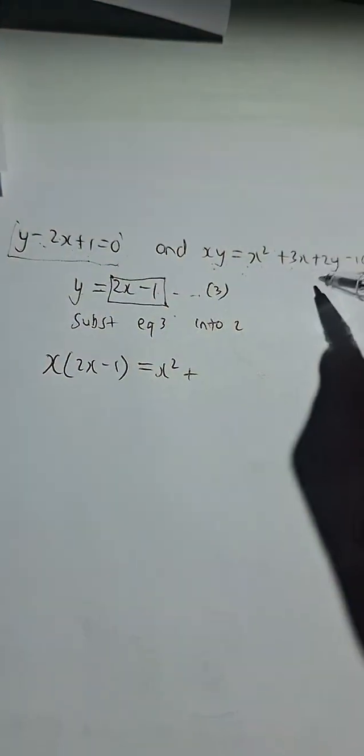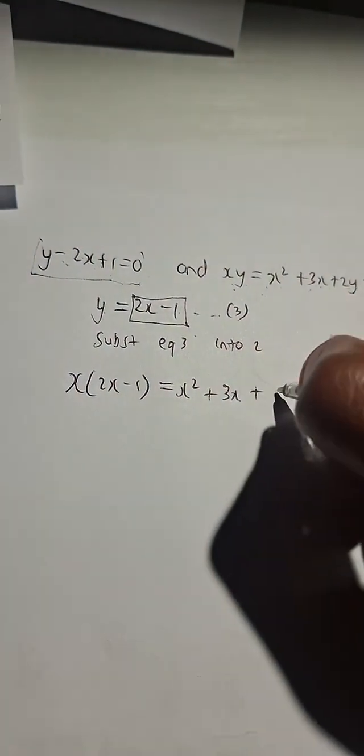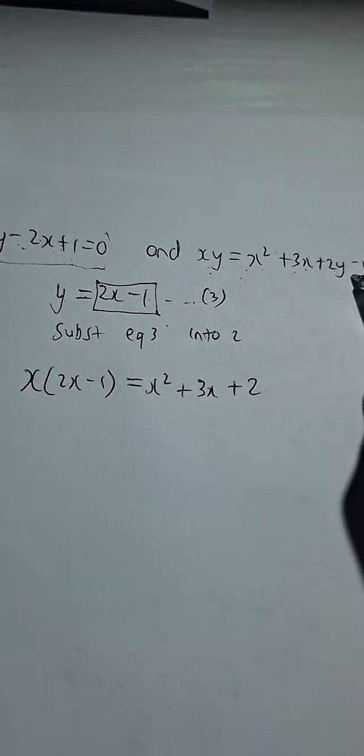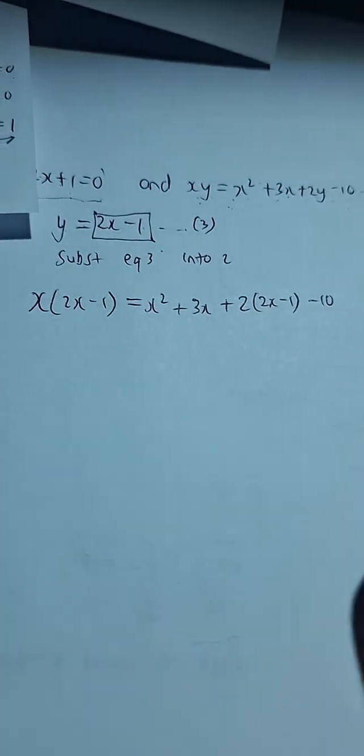plus 3x plus 2 into y, we substitute 2x minus 1, minus 10. Then from there, after making x or y the subject, we know that making x or y the subject is 1 mark. Substitution, that's the second mark.